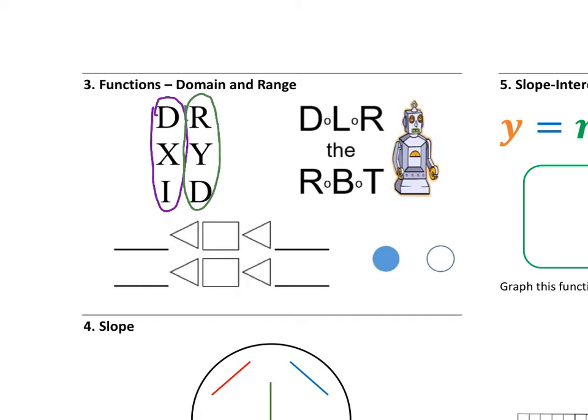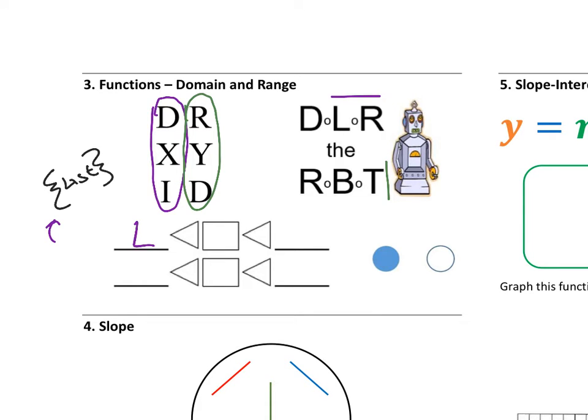When I have just a discrete situation, I'm going to list all of my domain and range in the funky little brackets. But when I have a continuous set of data, I'm going to have to describe it with the left to the right and the bottom to the top, like Dolor the robot helps me remember. Line, triangle, box, triangle, line is the pattern that we're going to use to fill out our domain and range for continuous functions. Remember, these are the ones that are connected. If your graph is disconnected, you're using this list.